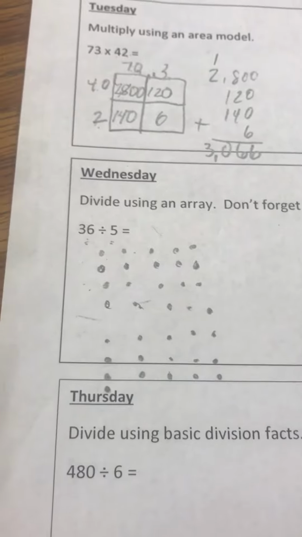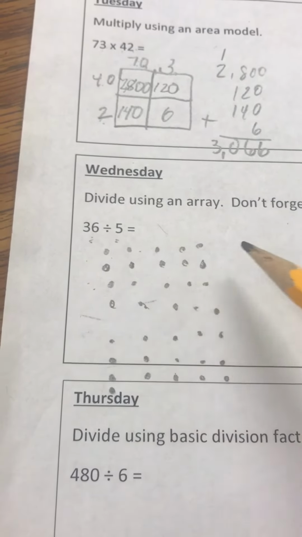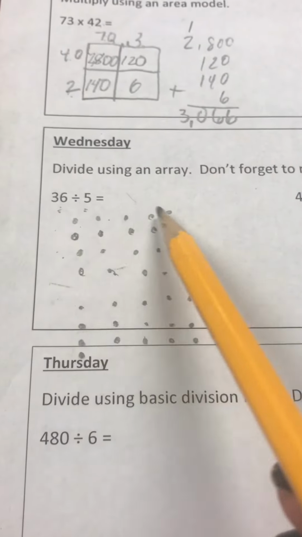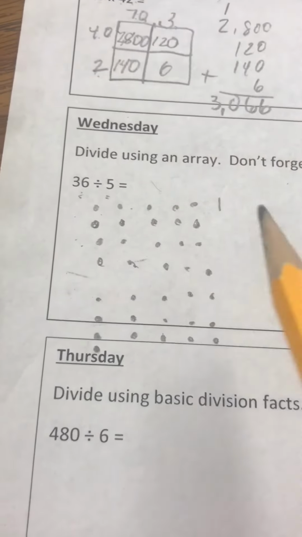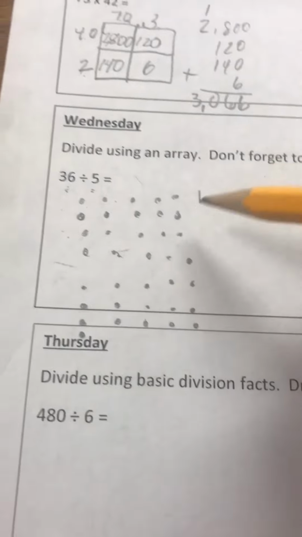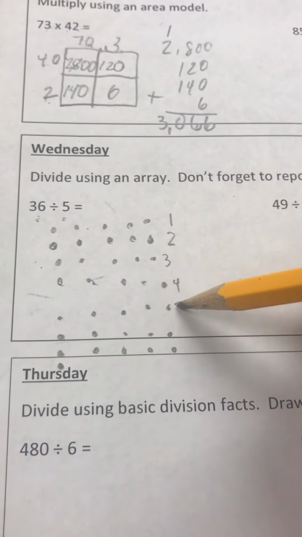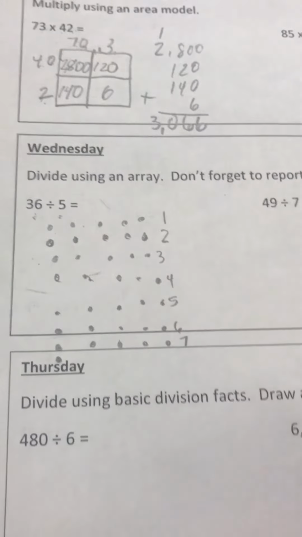Now, when I do this, I can count. I'm going to go back and count my equal groups of 5. And when I do this, I see that this is a group of 5. There's one group of 5. This is another group of 5. 2, 3 groups of 5, 4, 5, 6. I end up with 7 groups of 5.